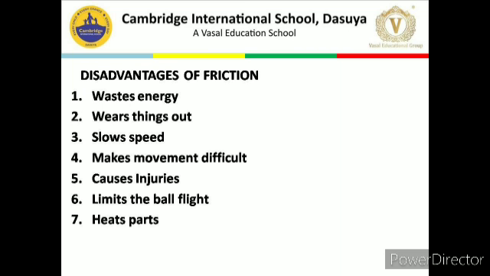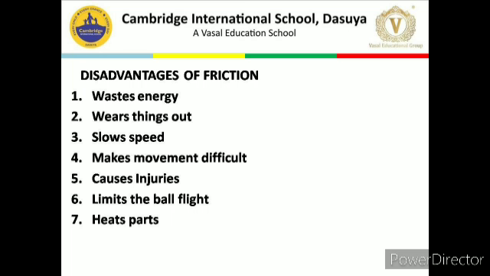Friction is a disadvantage in some sports and games. For example, first is wastage of energy. In cycling, if there is more friction between the road and the tires, there will be more wastage of energy of the cyclist. The tires must be properly inflated to reduce the force of friction.